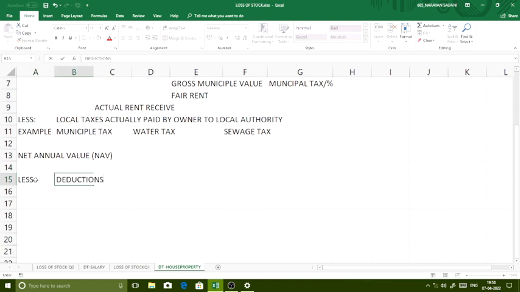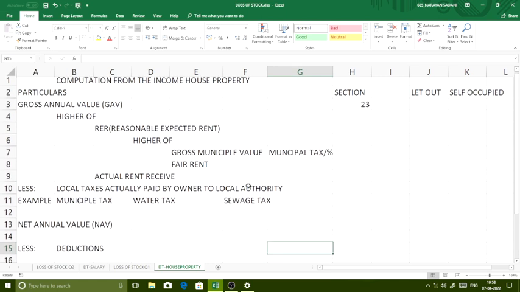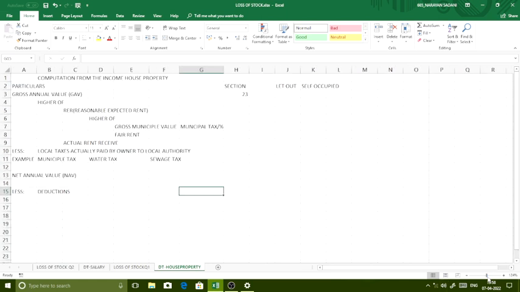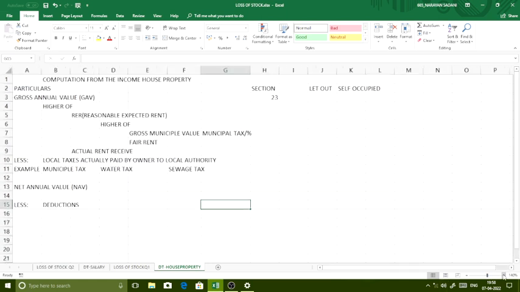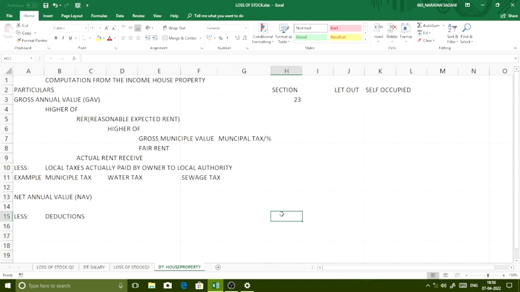Deductions, which are the deductions under section 24. There are two subsections, 24A and 24B.